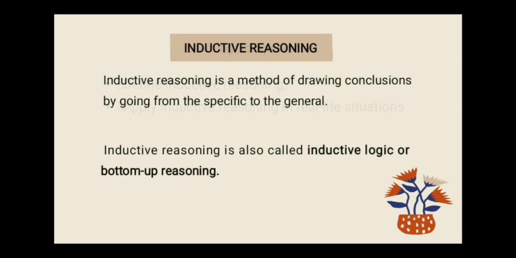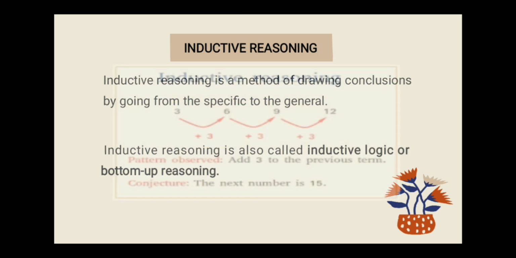Inductive reasoning is a method of drawing conclusions by going from the specific to general. It is also called inductive logic or bottom-up reasoning. It is a process in which multiple premises, all believed true or found true most of the time, are combined to obtain a specific conclusion.